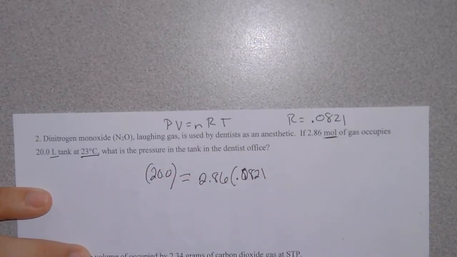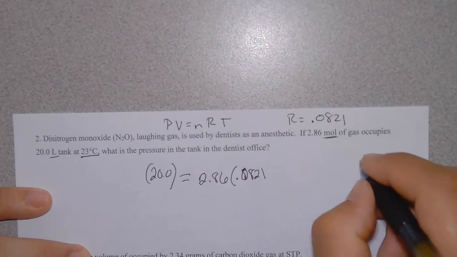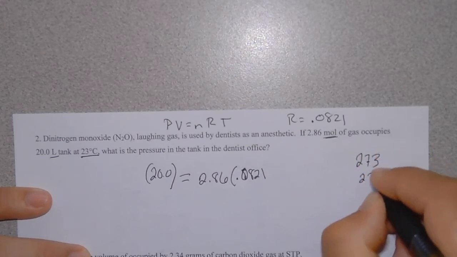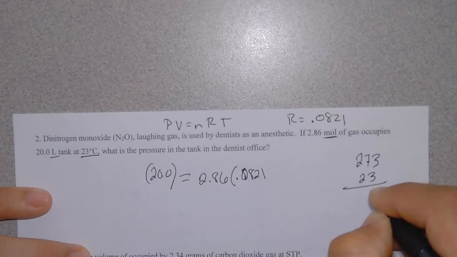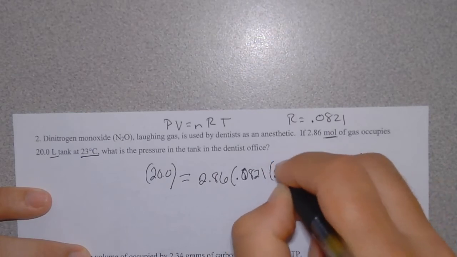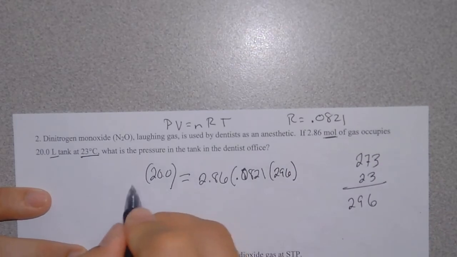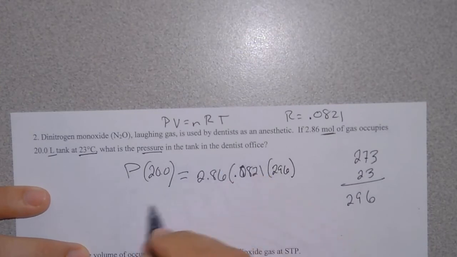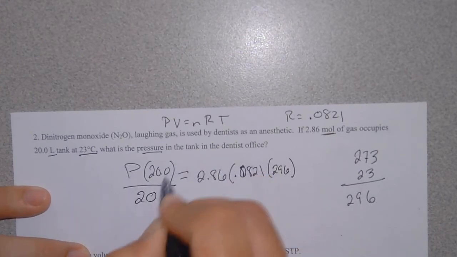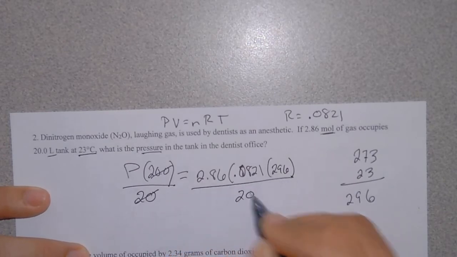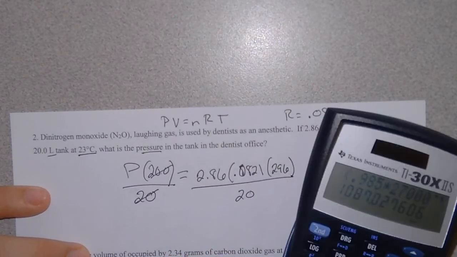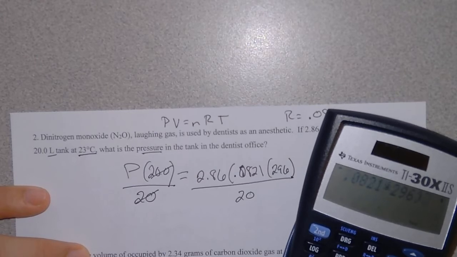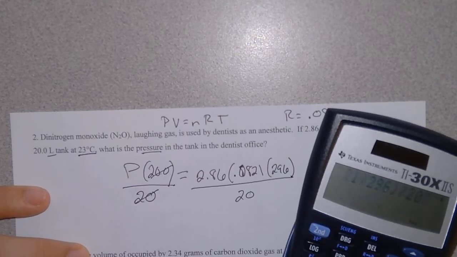23 degrees Celsius, is that a good unit? Nope, we have to add 273 to 23. 296. What am I left out? Pressure, which is a good thing because it asks what is the pressure in the tank of the dentist's office. The easy thing to do here is divide both sides by 20. That takes care of that. So I put it in my calculator the right way, all at one time: 2.86 times 0.0821 times 296. Close your parentheses, division. Divide that by 20.